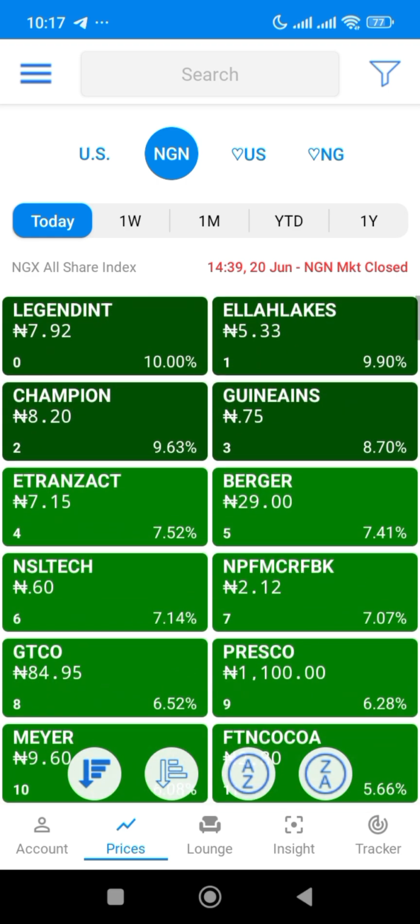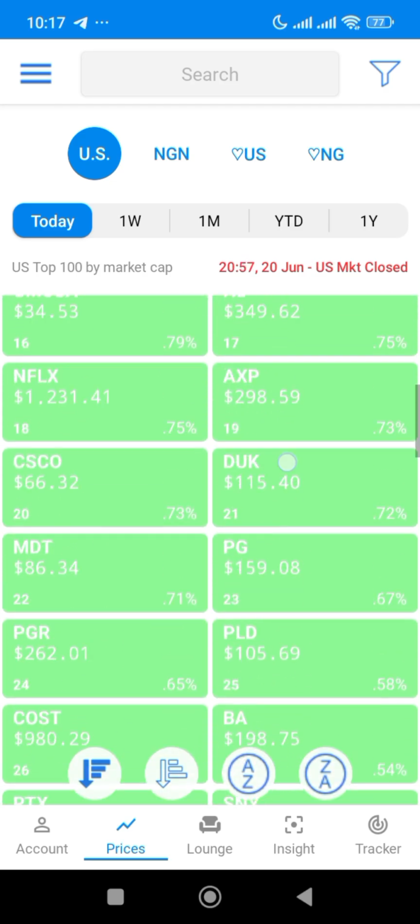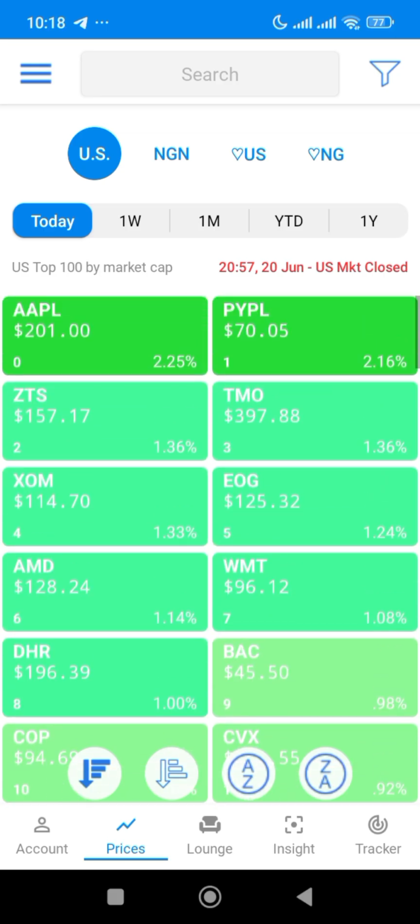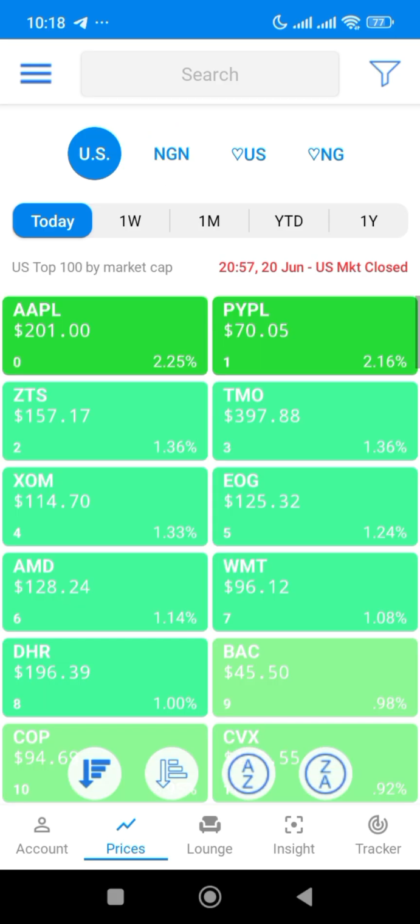Now let's say for example I want to buy the US stock. All I will have to do is to click here where they have US stock. Over here you can see all the US stock they have. If you want to also go to Nigeria, all you have to do is to tap here. You're going to see the Nigerian market.